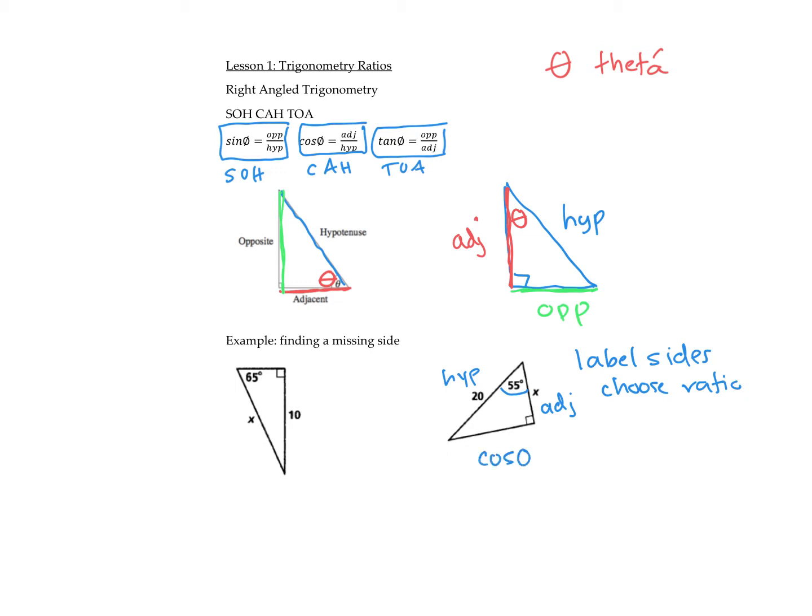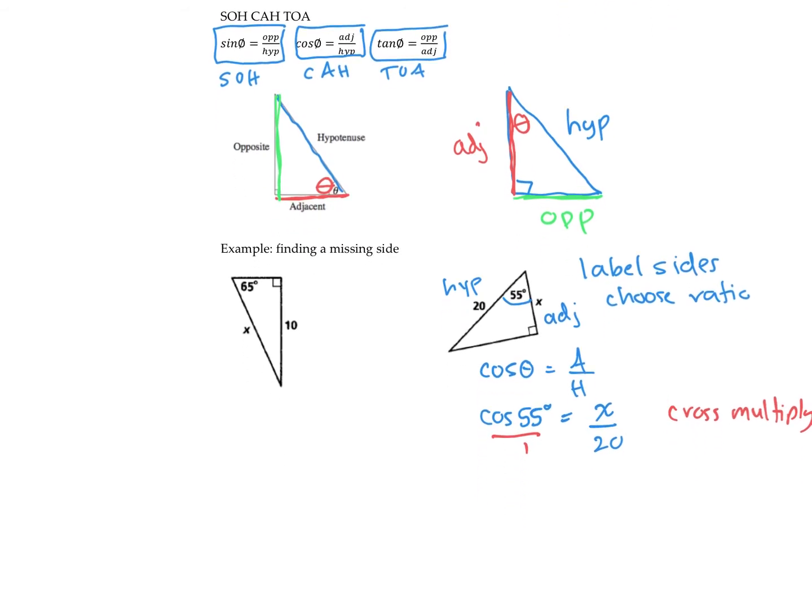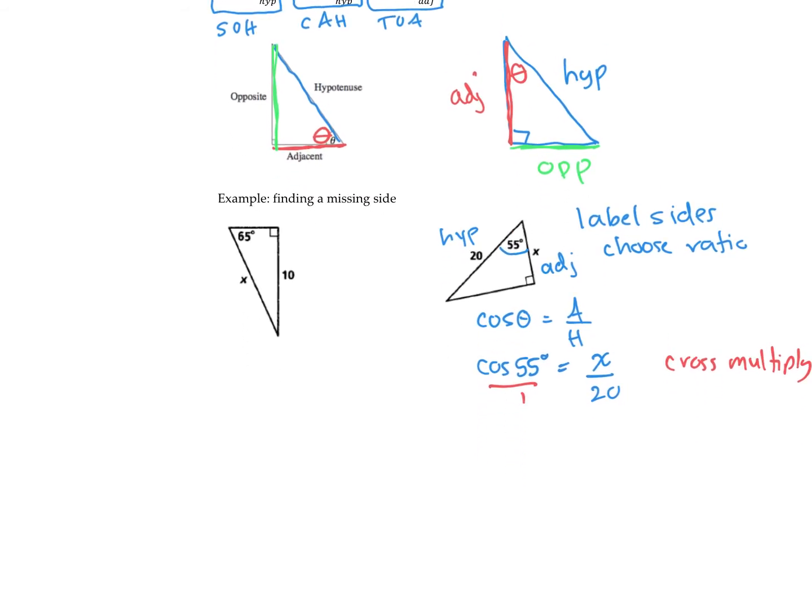So we'll write out cosine theta is adjacent over hypotenuse. Then we're going to fill in the information that we are given. So we are given the angle. The adjacent side is the x and the hypotenuse is 20. And then we are just going to cross multiply to solve. Let's move this up a bit. And so when we cross multiply, we get 1 times x equals 20 cosine 55.